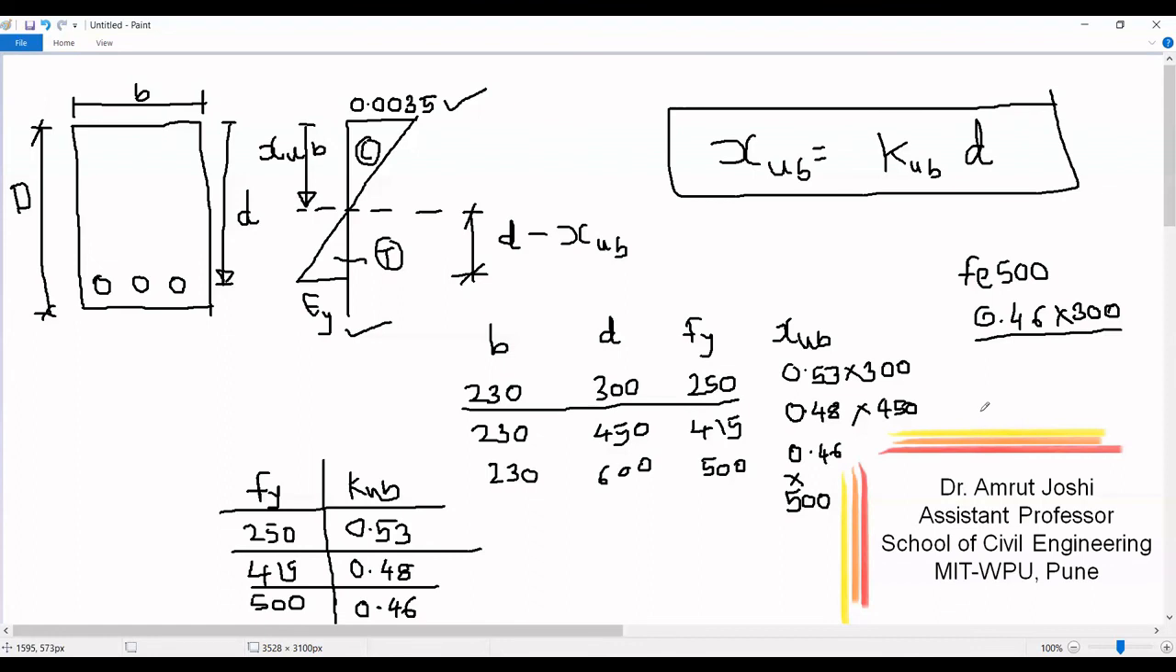So with these summary points, we will close today's discussion. In the next short video, we are going to discuss the stress distribution diagram at failure for a balanced section and how we compute the moment of resistance of a balanced section. Thank you.